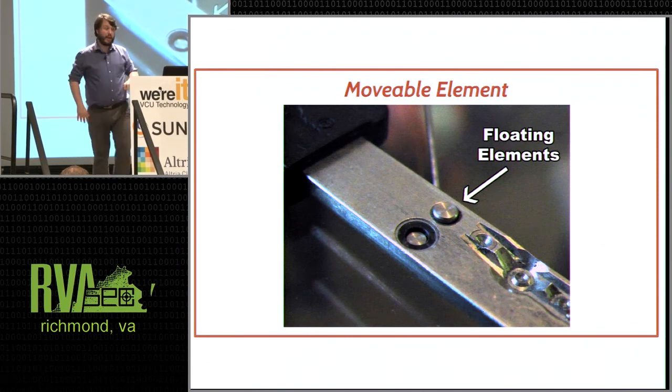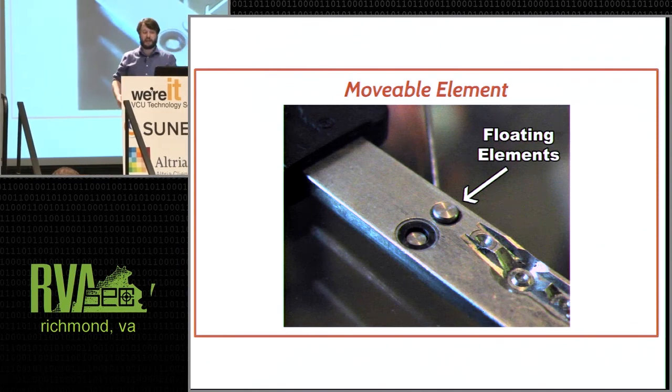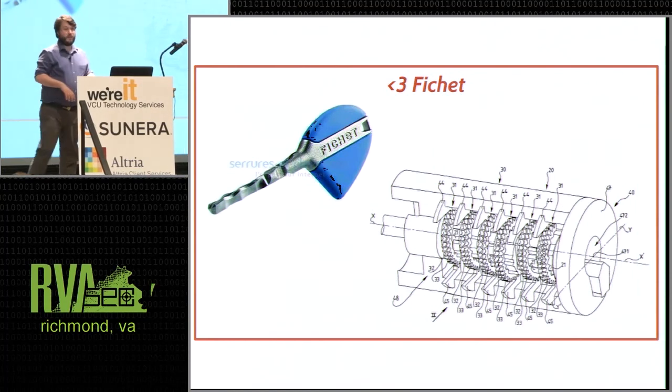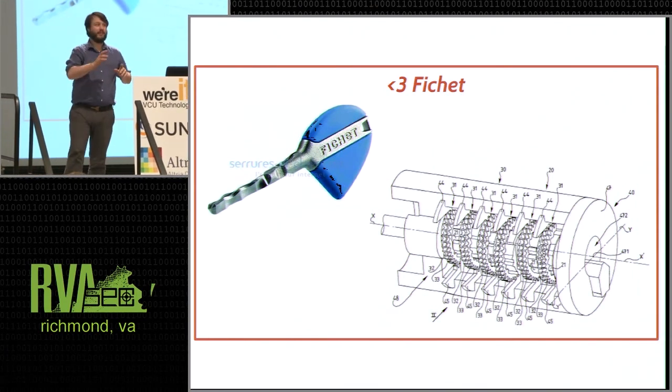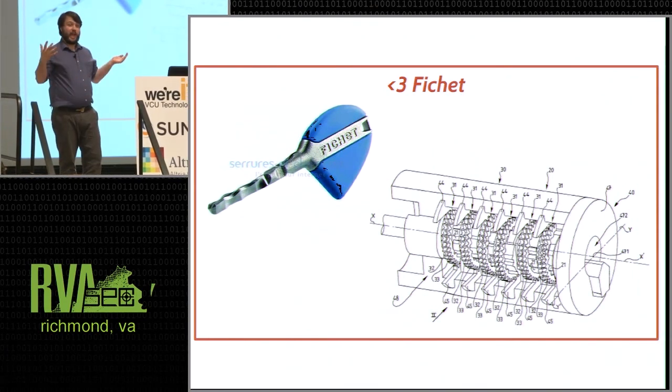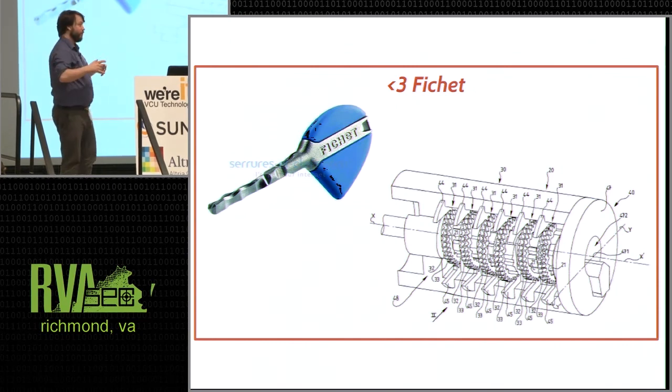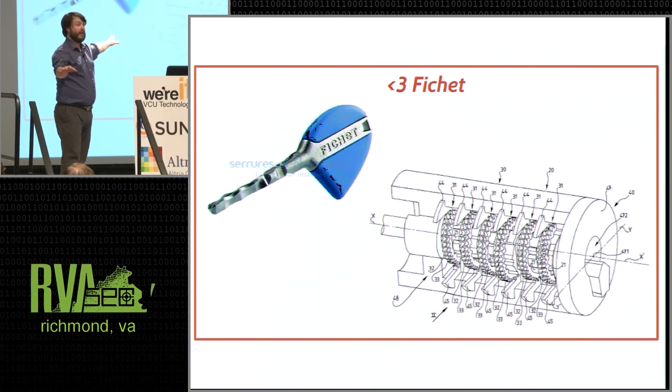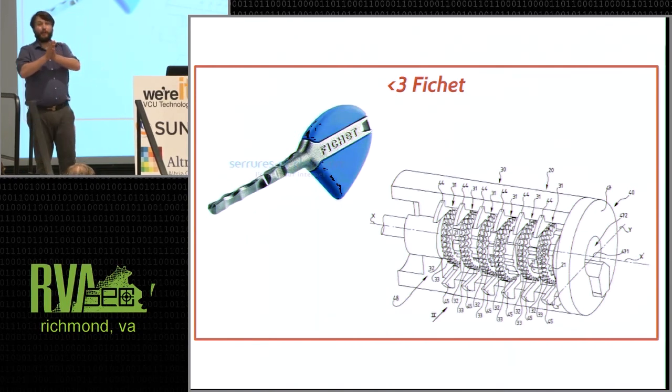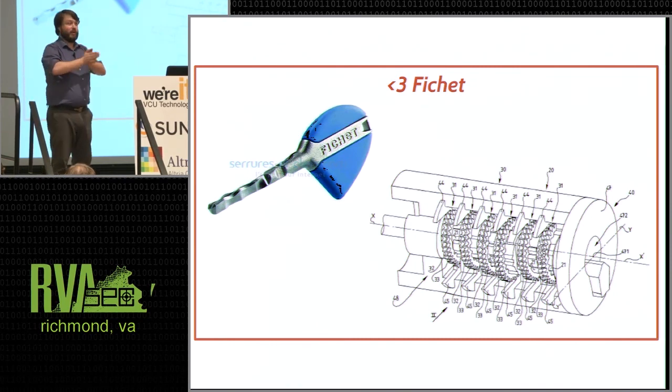Well, the French Patent Office said this, and Fichet, one of the most important French lock companies, said, screw it, we're not putting a movable element in our key. We're going to patent it as part of the assembly process. The way that the Fichet 3D works deserves a talk all on its own, but I'm going to try to take you through it real quick.